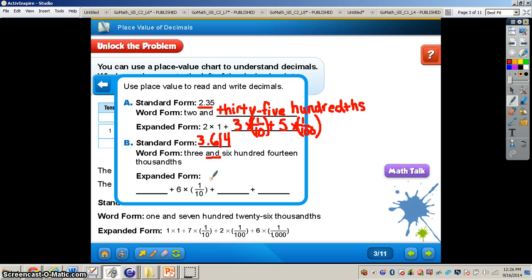Now from here we want to write it in expanded form, so we're missing the whole number first of all. So that is just going to be 3 times 1. Why 1? Because it's in the ones place. If it were in the tens place, we would do 3 times 10. Plus 6, that's our next digit, times 1/10, plus 1, that's our next digit, times 1/100th.